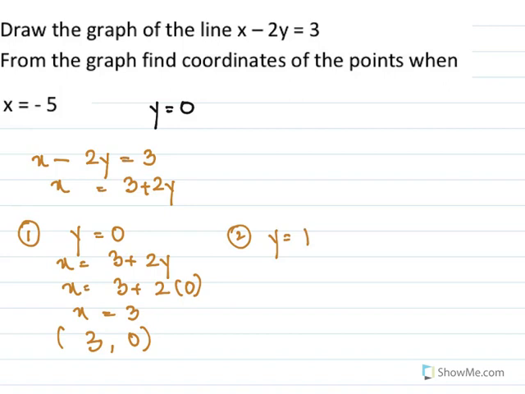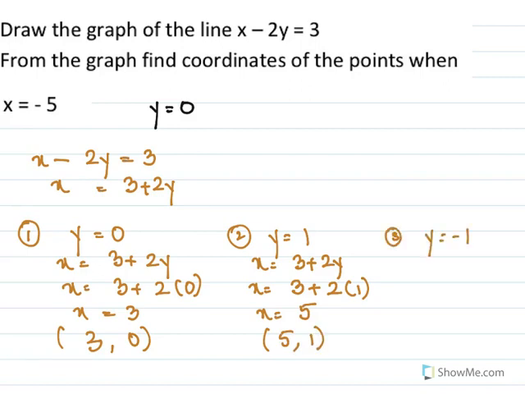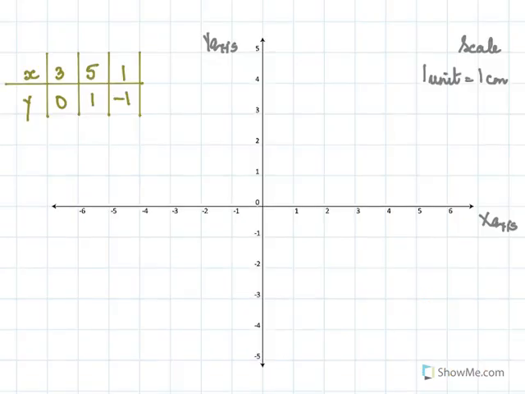Then for the second point, say we'll take y equal to 1, so x equal to 3 plus 2y, so x equal to 5. So second point 5 comma 1. Then for the third, y equal to minus 1, so x equal to 3 plus 2y, 3 plus 2 times minus 1, so we have 3 minus 2, so x equal to 1, so 1 comma minus 1. So these are your 3 points.